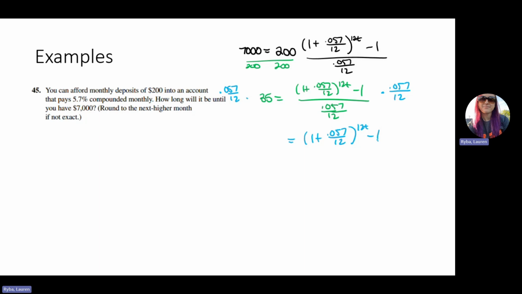If I take 35 and I multiply that by 0.057 over 12, I'm going to get 0.16625, and that is the full decimal. So I'm not rounding at this point. I don't want to round anything. Next, I would add 1 to both sides. So 1.16625 equals 1 plus 0.057 over 12 to the 12t.